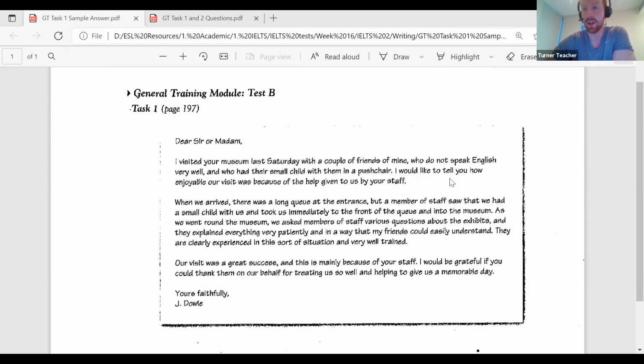So I'm going to ask some volunteers to help me read this. It's not exactly the letter that you guys are going to write later, but it is a good example of something. So I'm going to ask Wei to come off mute and help me out with the first sentence.